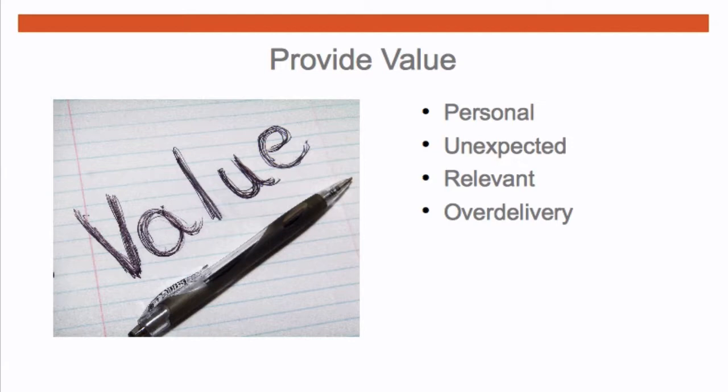You need to provide value. You need to provide value that is personal to them. It's not generic and only applies to the recipient. You need to provide value that is unexpected. It's something that goes above and beyond what most people would give to them. It needs to be relevant, meaning that it fits their needs perfectly. And you need to over-deliver. It goes above and beyond what the recipient expected to receive.